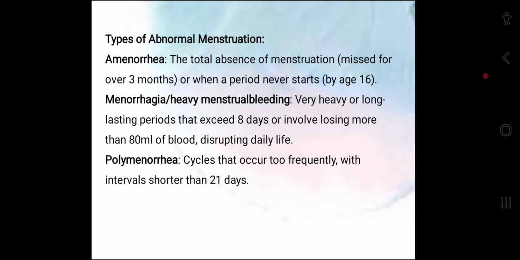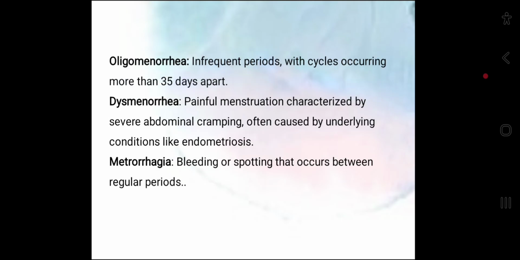As we said, the normal average menstrual cycle is from 21 to 35 days. If the menstrual cycle occurs frequently, at less than 21 days interval, it's called polymenorrhea, while oligomenorrhea is infrequent periods that occur more than 35 days apart. Dysmenorrhea is menstruation associated with severe pain. Lastly, metrorrhagia, which is bleeding that occurs in between regular periods, or intermenstrual bleeding.